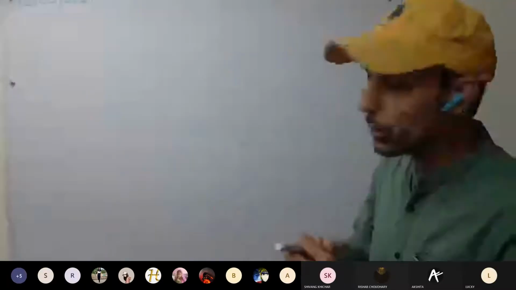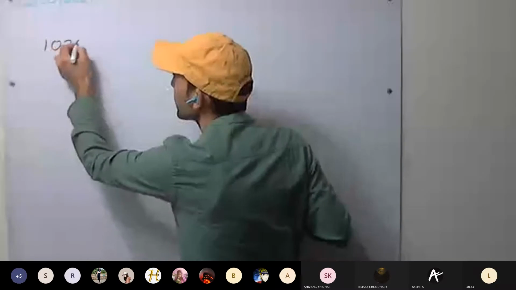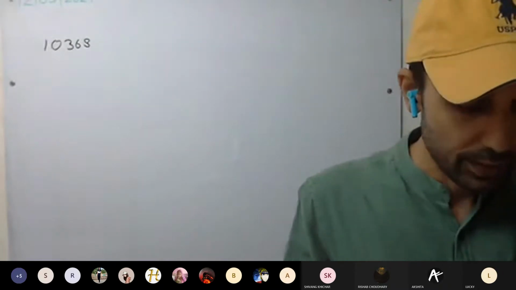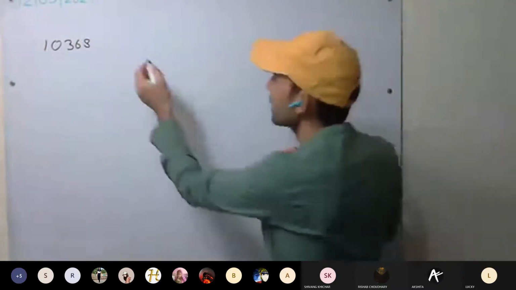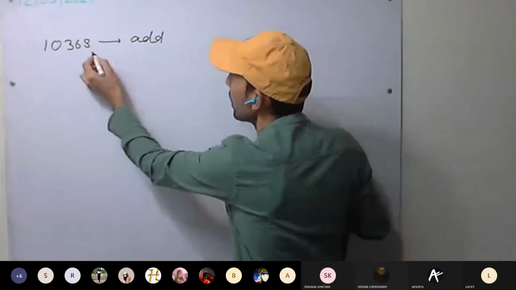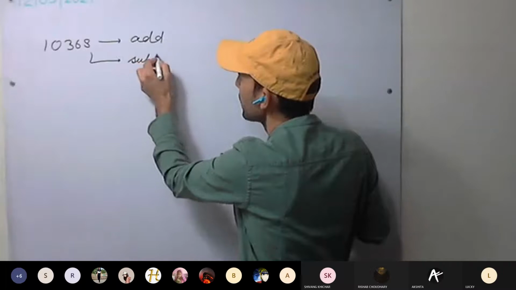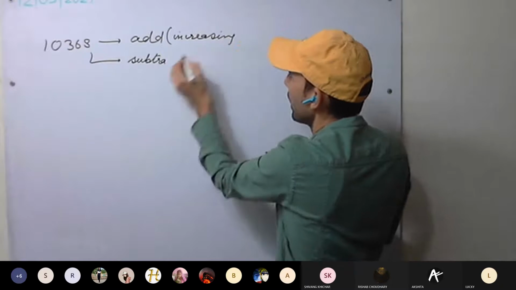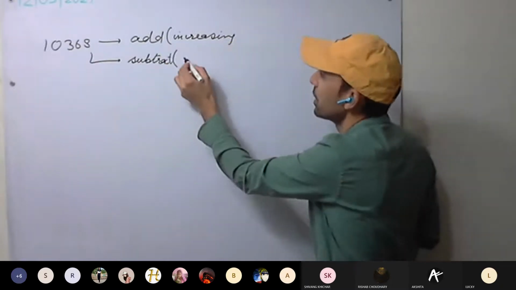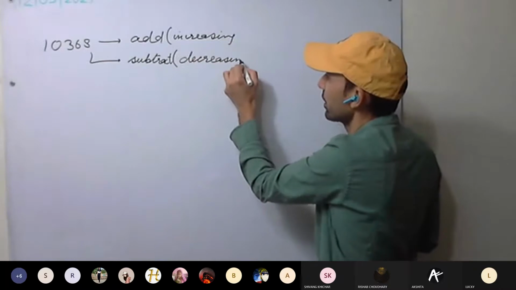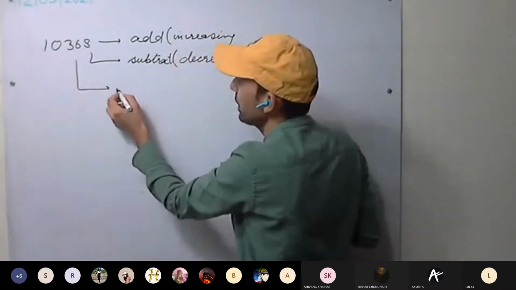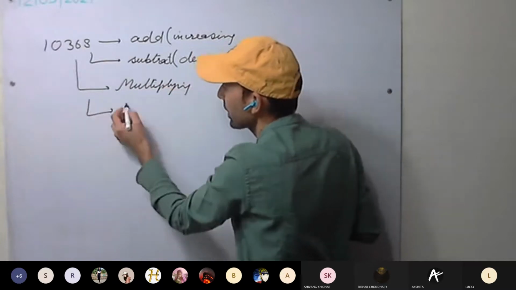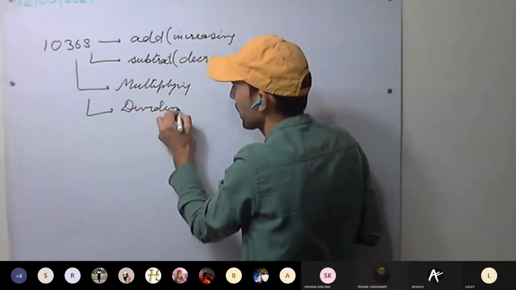Ninth question. 10368. Okay, it's not a perfect square, and we have to make it a perfect square, either by increasing, that is by adding something, or by subtracting something, that is decreasing. Next by multiplying, and next by dividing. Okay, this we have to do.